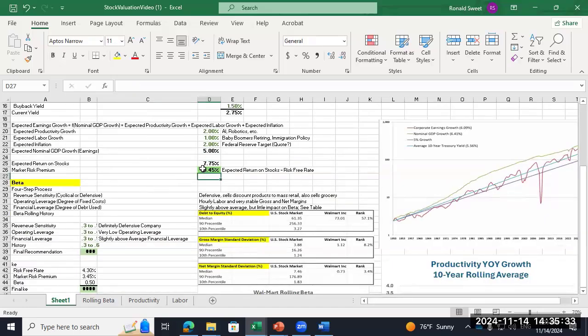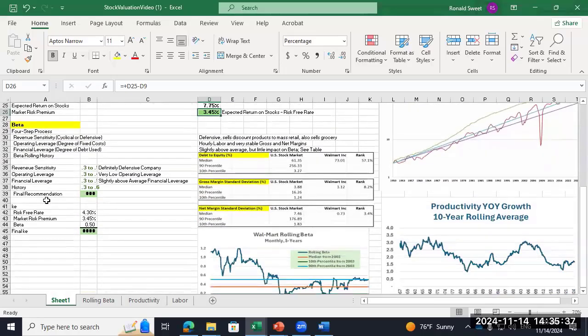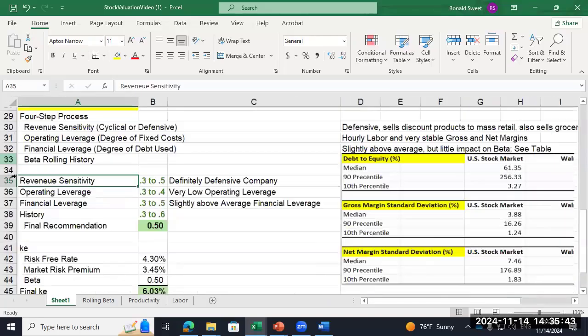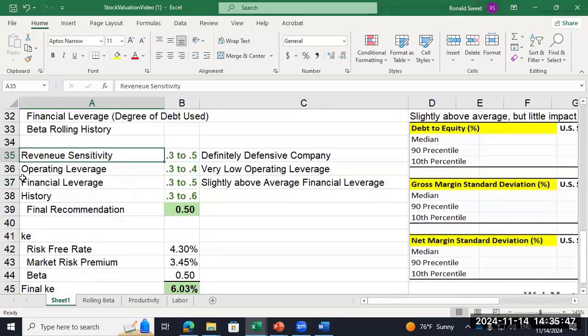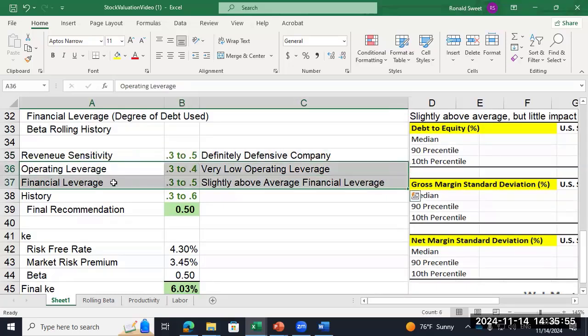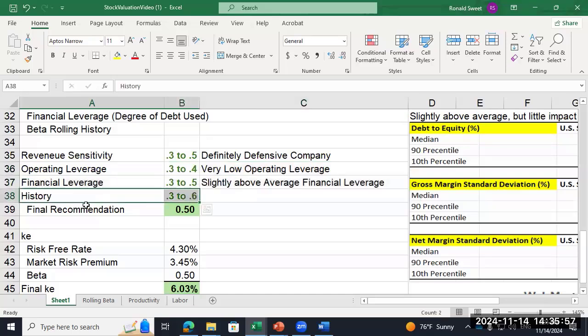So you come up with your market risk premium. And then beta. Beta is a 4-step process. We'll get into that a little bit today. We'll do it again, just a review, but you got to define what kind of company it is. Is it defensive or cyclical? Look at operating leverage and financial leverage, and then look at the history.